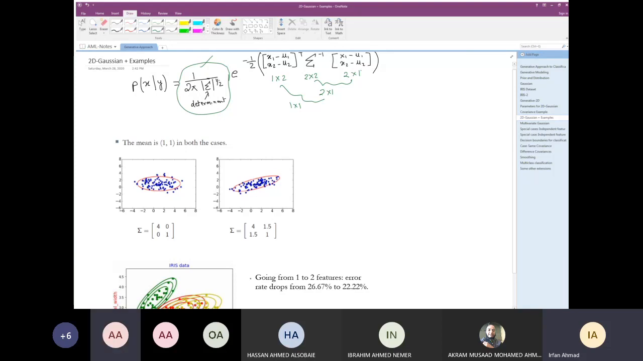So the determinant is one value. Of course, in the 2D case, your determinant is whatever you can say, AD minus BC, right?